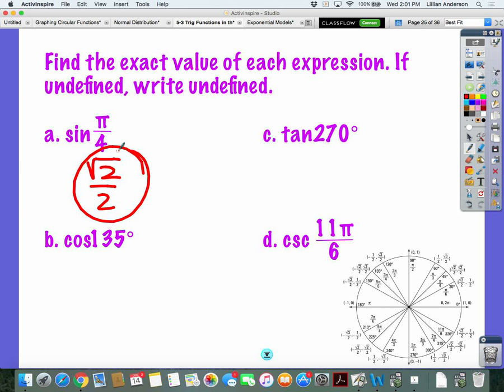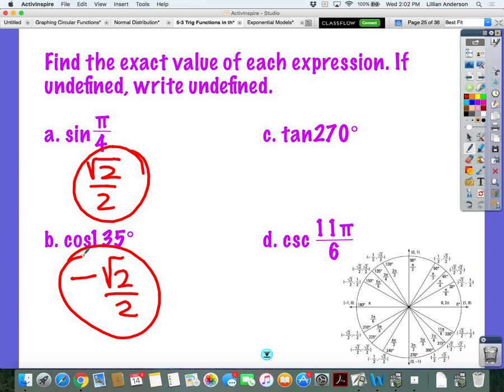Let's look at B. It says the cosine of 135 degrees. Cosine is your what value? Your x. So you go to 135, the x value is a negative square root 2 over 2. Because remember, 135 is in the second quadrant. Second quadrant cosine is negative. The x values are negative. So it's a negative root 2 over 2. Is everybody still with me?